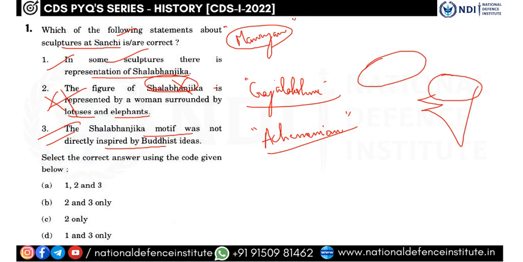So the second is wrong, it is not Shalabanjiga, it is Gajalakshmi. The first one is right, the third one is right. They are asking for the correct answer. The answer is D, 1 and 3 only.